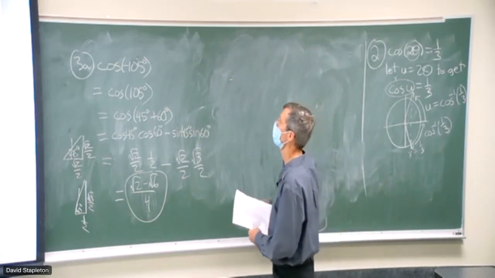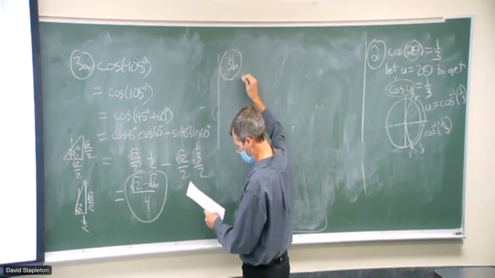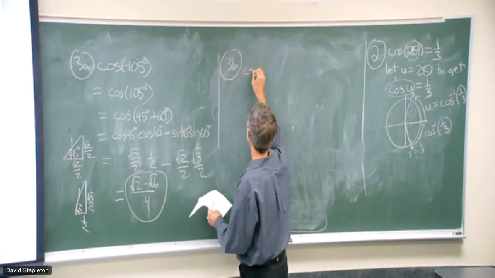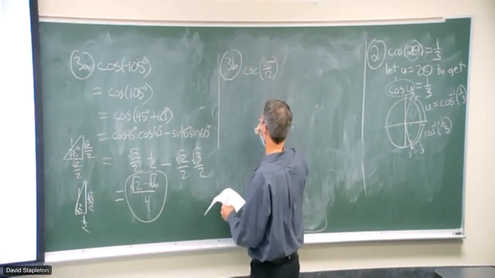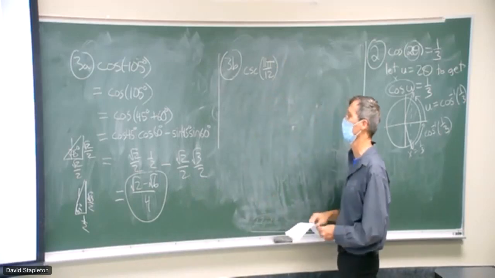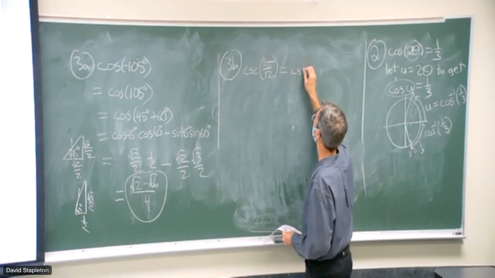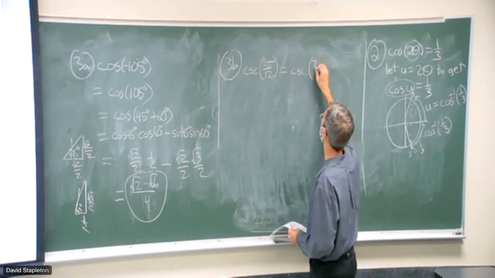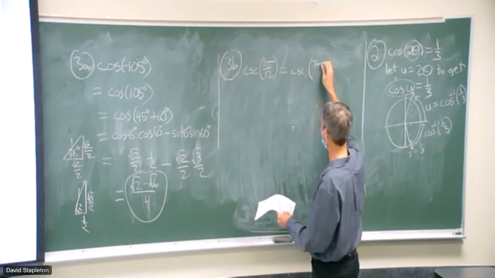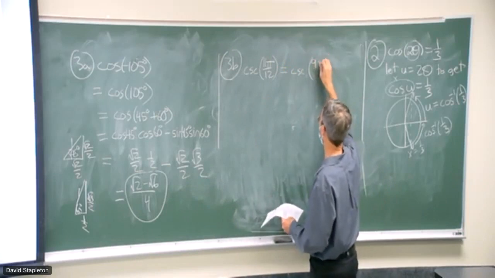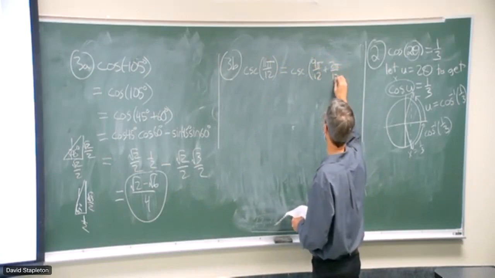Okay, let's try 3B. 3B looks like this. Suppose I want the cosecant of 11 pi over 12. Again, you use sum of special angles, or you can use the half angle formula. Each one works. If I use the sum of special angles, I could call this cosecant of 11 pi over 12 as 9 pi over 12 plus 2 pi over 12. There's different ways to break this up.